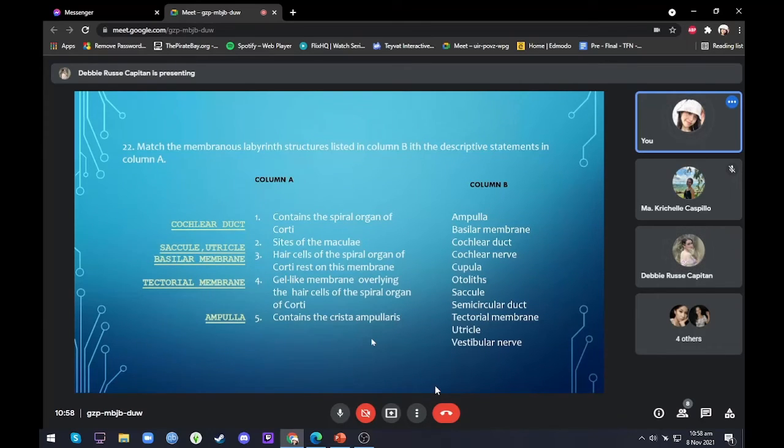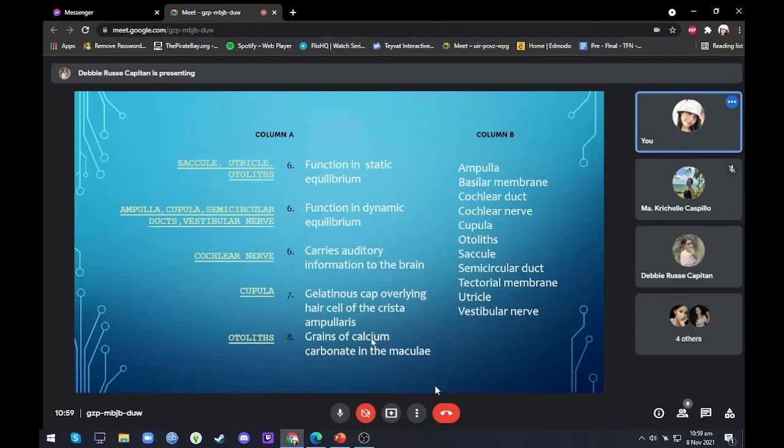Number 4, gel-like membrane overlying the hair cells of the spiral organ of Corti. This is the tectorial membrane. And number 5 contains the crista ampullaris. This is the ampulla. Number 6, the function in static equilibrium. This is the saccule, utricle, and the otoliths. Number 7, the function in dynamic equilibrium. This is the ampulla, cupula, the semicircular ducts, the vestibular nerve.